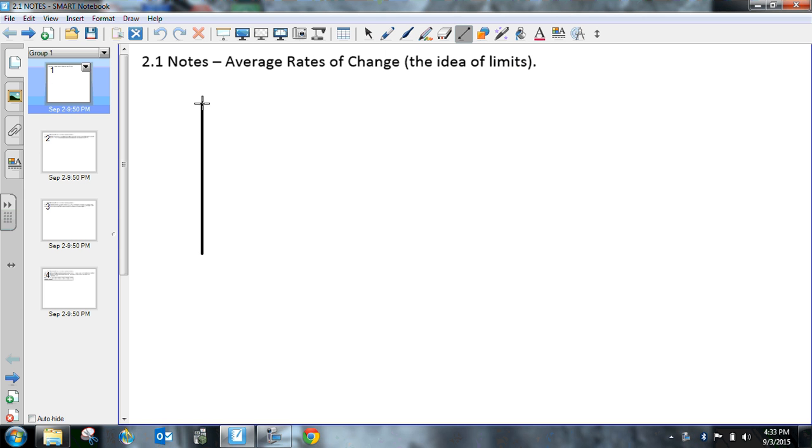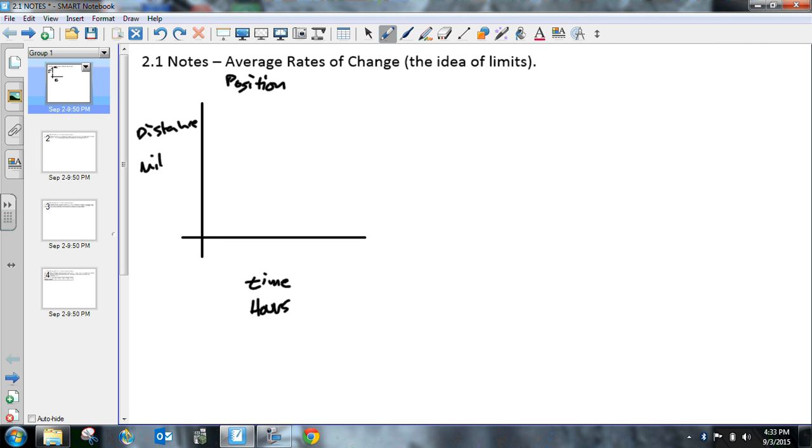Okay, so on this graph, I'm going to call this a position graph. I'm going to label this one as time in hours, and I'm going to call this distance in miles. The situation I'm giving you is the distance I travel and the time it takes me to go to work.